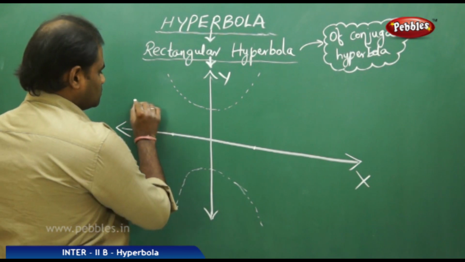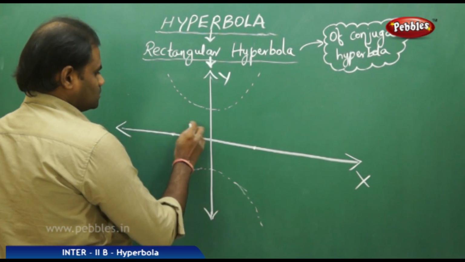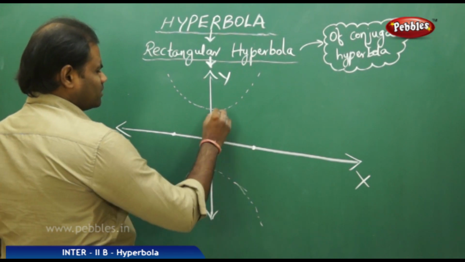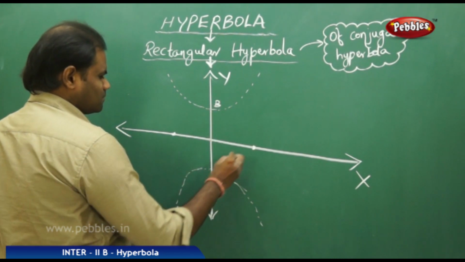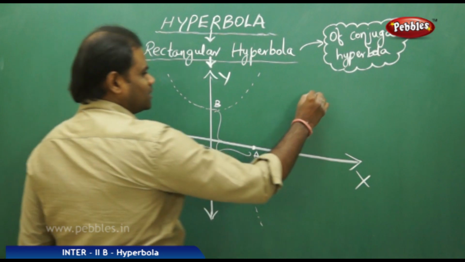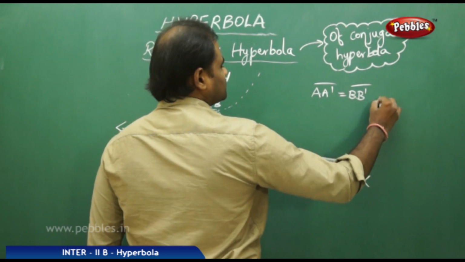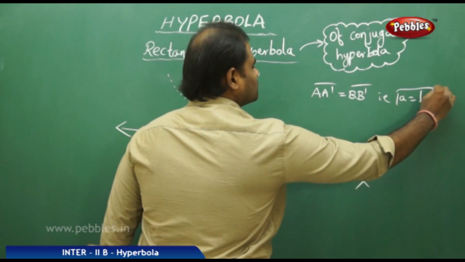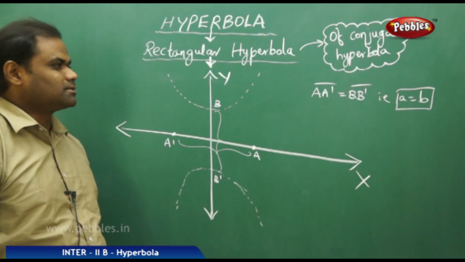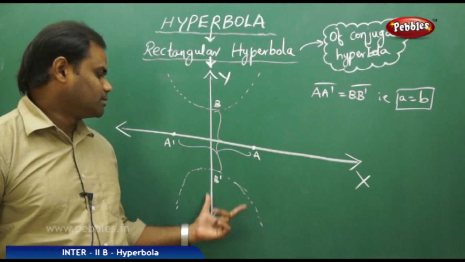A conjugate hyperbola is a rectangular hyperbola if this and this are the same. That is, AA dash is equal to BB dash. That is, a equal to b is the condition, or the length of the transverse axis is equal to the length of the conjugate axis. This is how we define the rectangular hyperbola for a conjugate hyperbola.